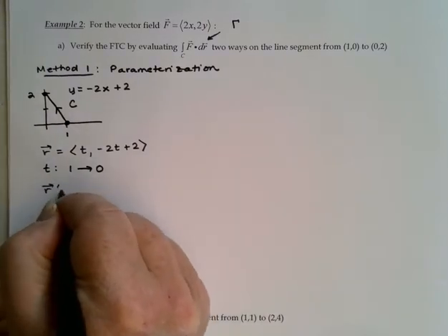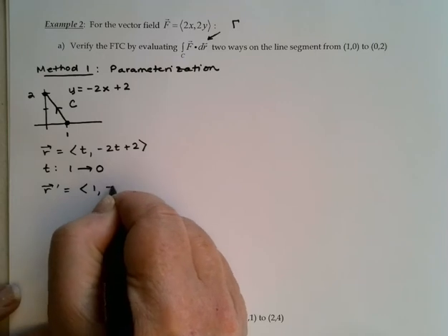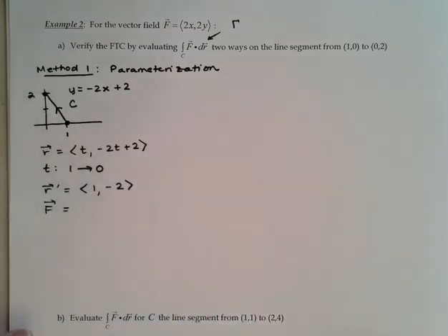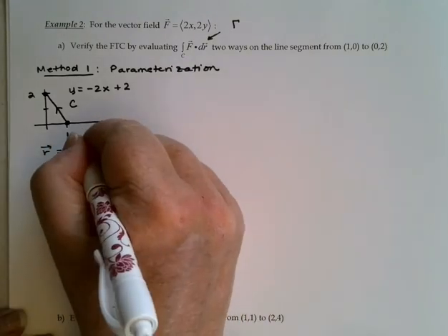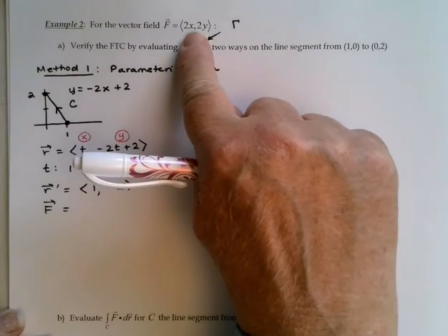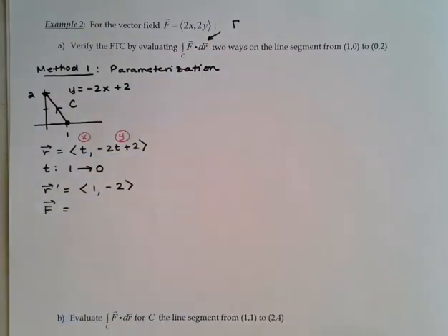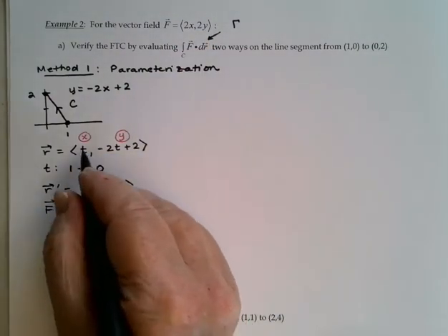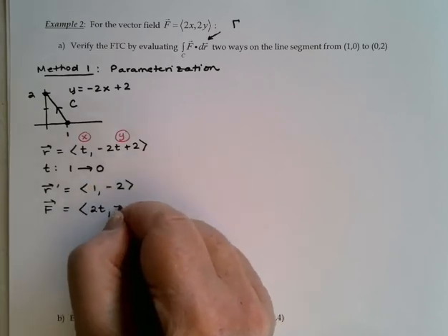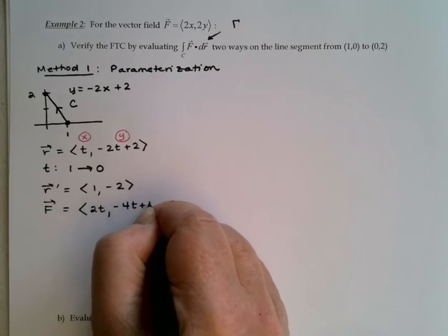All right, I need r prime. That's going to be <1, -2>. And then I need F. I've already defined the x and the y up here in r. And F is 2x, 2y. So 2x, that'll be 2t. And 2 times the y will actually give me -4t plus 4.